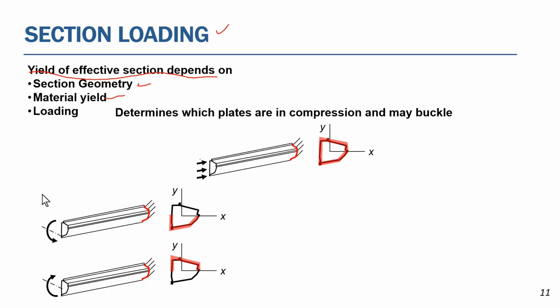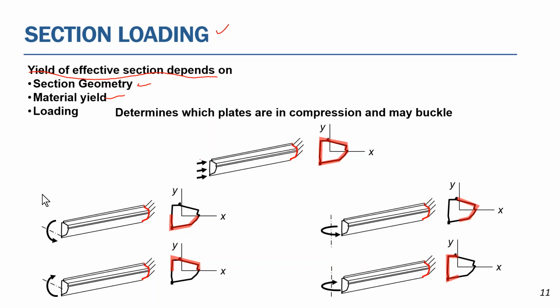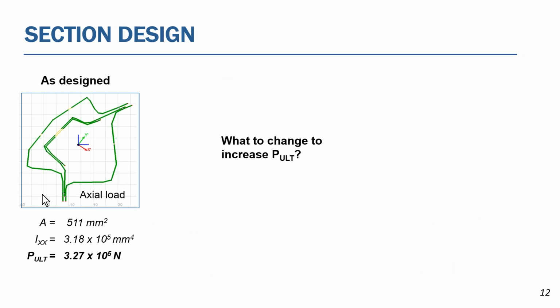Other conditions that we can specify to GAS are bending moments, like you see here. These are bending moments around the x-axis, where the top shows a condition where only the plates on the bottom of the section will buckle because only those are in compression. And then we can have a similar kind of thing with moments around the Y. So we do need to specify the loading. So let's say we're interested in improving the section that we had just looked at before under axial loading. This was the result. So we're looking at a design and we say, what do we change in order to increase P ultimate?